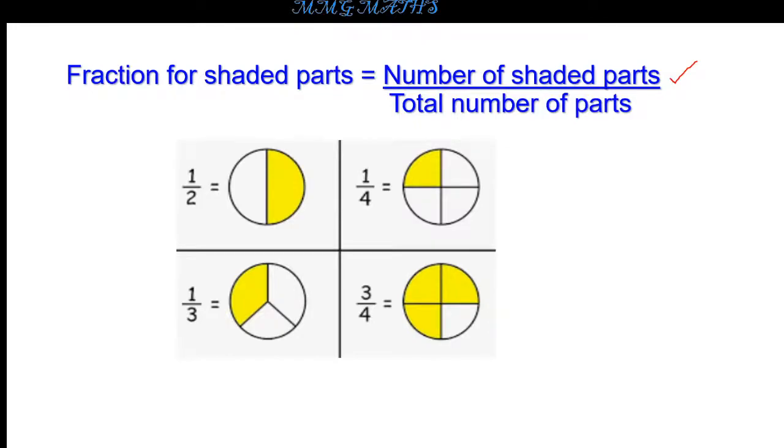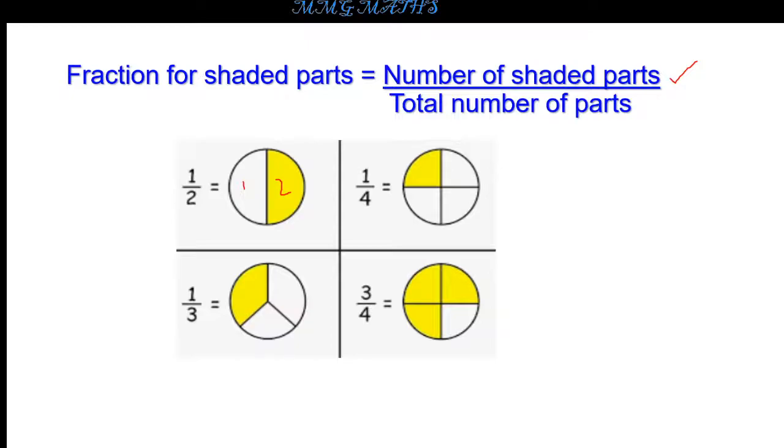So children, look here, this is a circle, and this circle is divided into 2 equal parts. You can see here one part is this and the second part is this. You can see what is written, total number of parts. So denominator, total number of parts. How many parts does this circle have? 2. So I have written 2 at the denominator side.